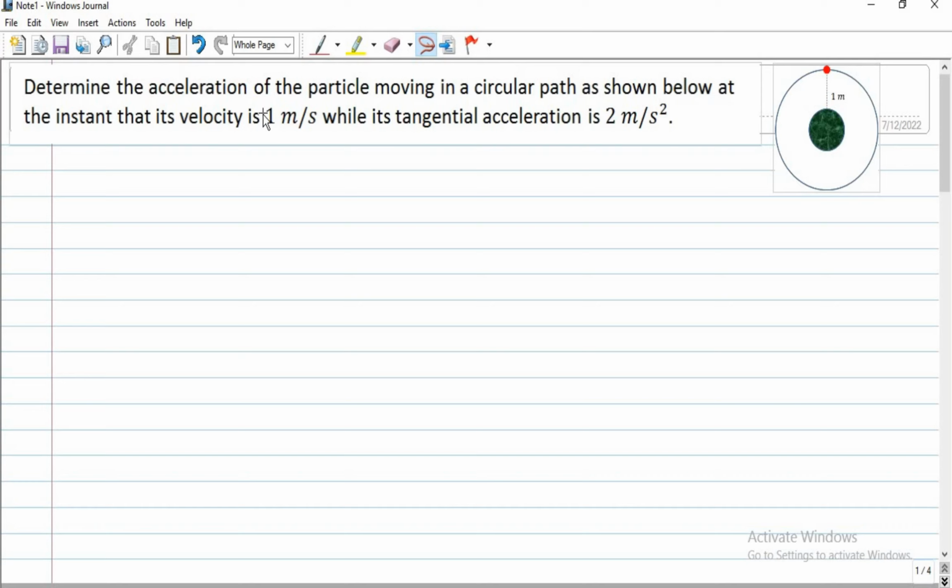determine ano ba yung mga given sa problem na ito. So, for this, what are the given for this problem? Meron tayong velocity na 1 meter per second. Again, read the problem carefully. Tangential acceleration, so at is equal to 2 meters per second squared. And we are looking for the acceleration.